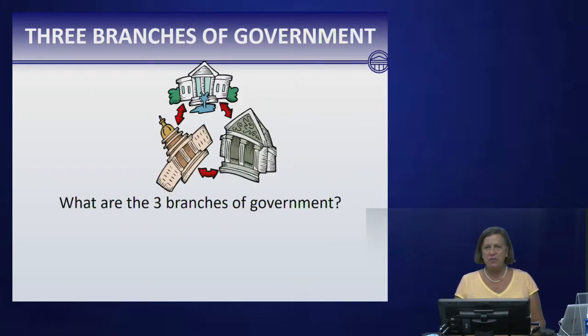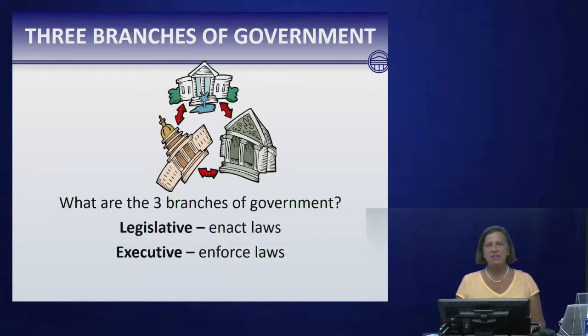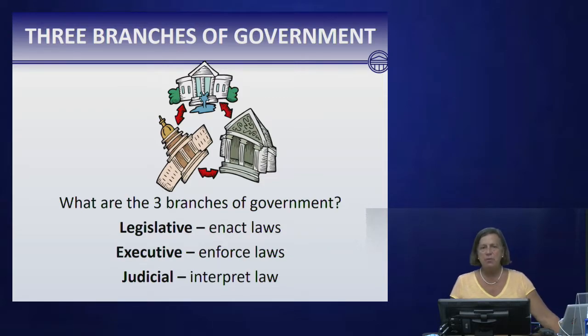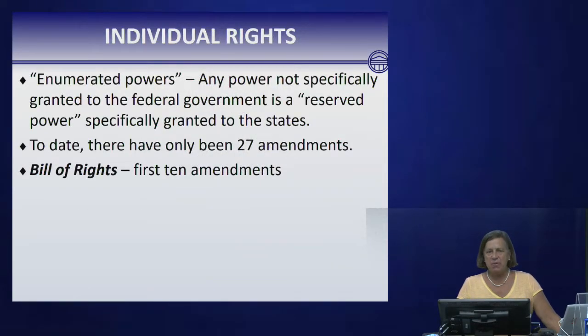You also learned that there are 3 branches of government, and they are the legislative branch, the executive branch, and the judicial branch. The purpose of the judicial branch is to interpret law. Individual rights. Under the Constitution, any power that's not specifically granted to the federal government is considered to be a reserved power to the states. To date, there have only been 27 amendments to our Constitution, so that's relatively few.